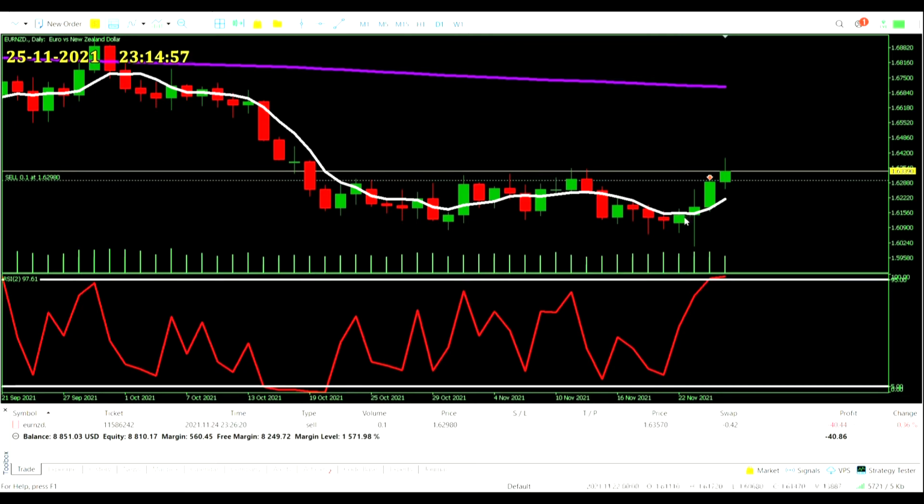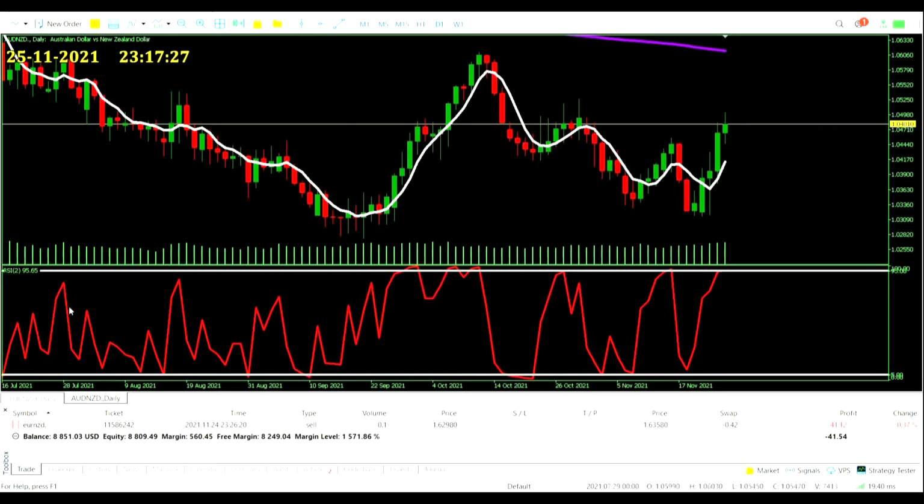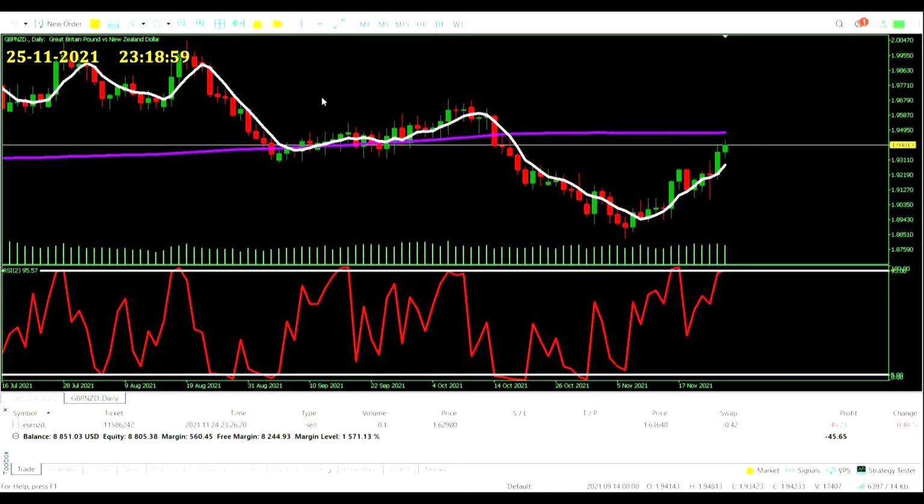Let's check for trades. Australian dollar, New Zealand dollar, that's giving the signal. Can't get into it because we're already in the Euro New Zealand dollar. But the Aussie NZD has pushed there too. Real life sell signal. Same for the pound New Zealand dollar as well. Signal coming through, RSI at 95.57, price below the moving average. It's encouraging to see so many signals getting into that territory against the New Zealand dollar. Should make it more likely for that snap back in price.